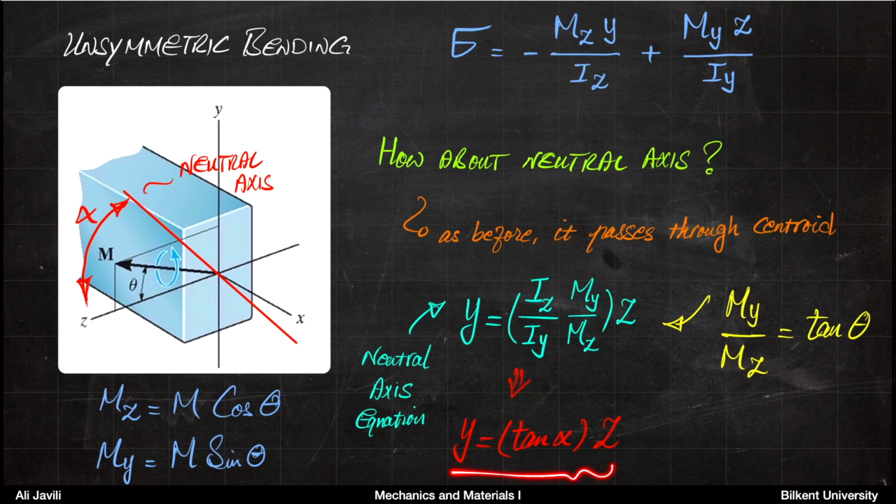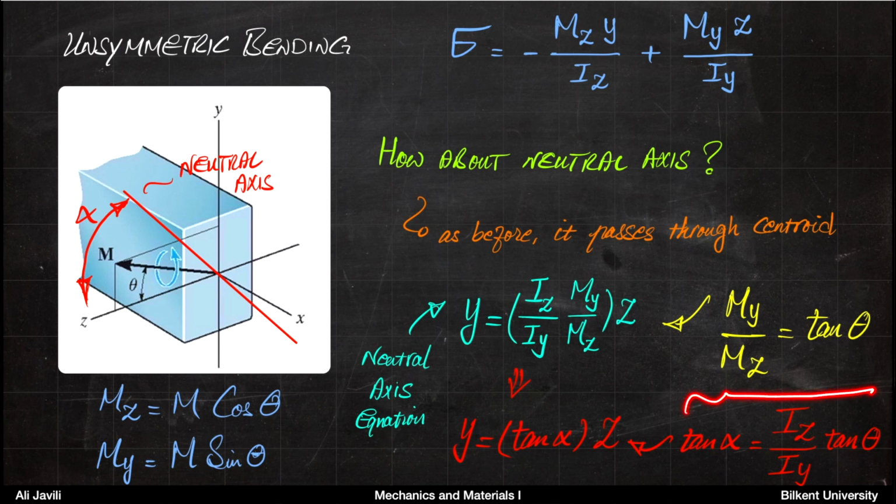So this is your neutral axis equation. And if you want to compare that with the angle theta, then all you have to do is look at this equation. So tangent alpha is equal to this coefficient times tangent theta. So the first thing you can see is that alpha is not necessarily equal to theta. Alpha and theta are not necessarily equal unless Iz divided by Iy is 1, which tells you you have, for instance, a square cross section.